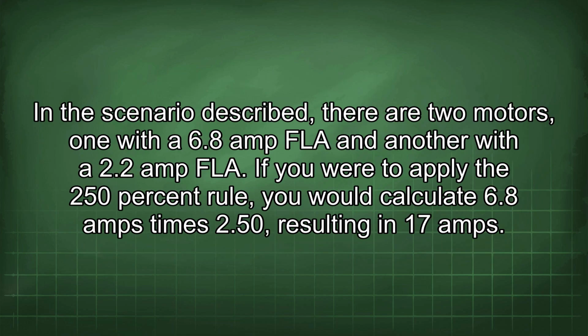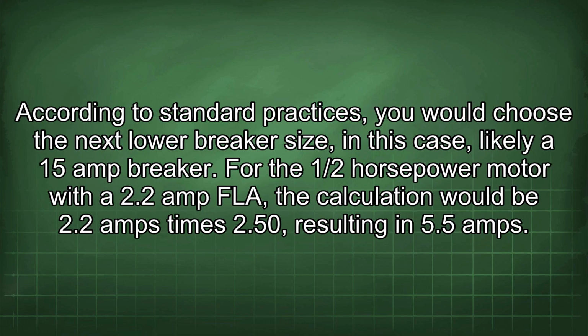In the scenario described, there are two motors, one with a 6.8 amp FLA and another with a 2.2 amp FLA. If you were to apply the 250% rule, you would calculate 6.8 amps times 2.50, resulting in 17 amps. According to standard practices, you would choose the next lower breaker size, in this case likely a 15 amp breaker.